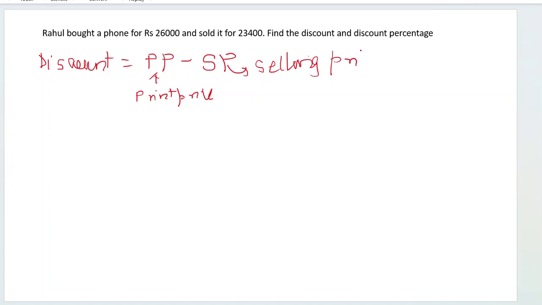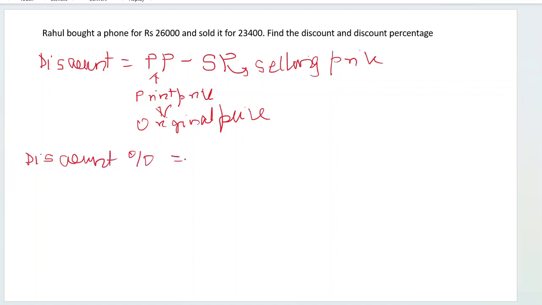Now print price is like the original price of the item. It is same as the original price of the item. Whereas the selling price is the price at which it is sold. One more formula we need to know is discount percentage.